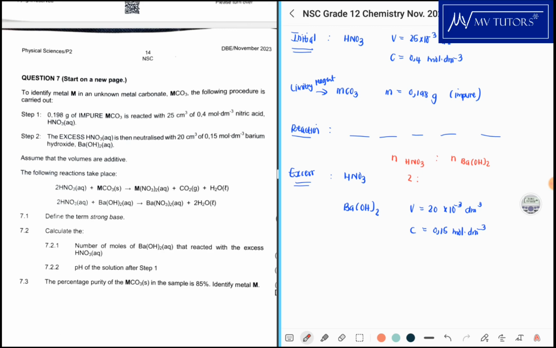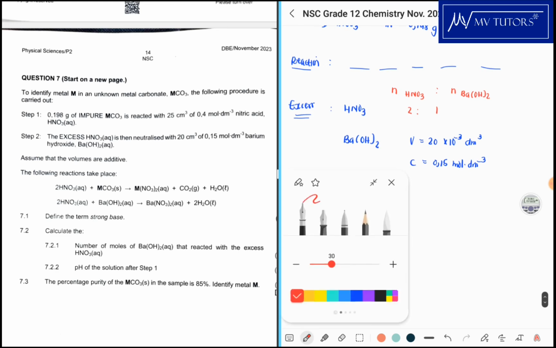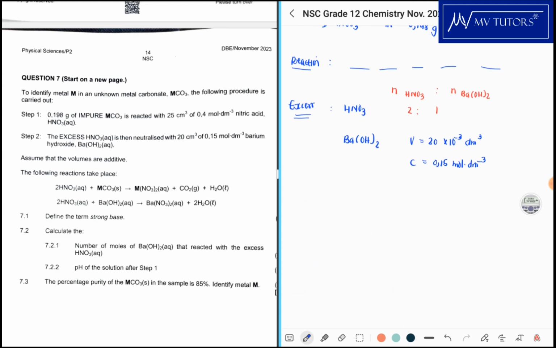Right. Yes. It does have a 2:1 ratio. Okay, so that's where the equations help us. Now let's start answering the questions.